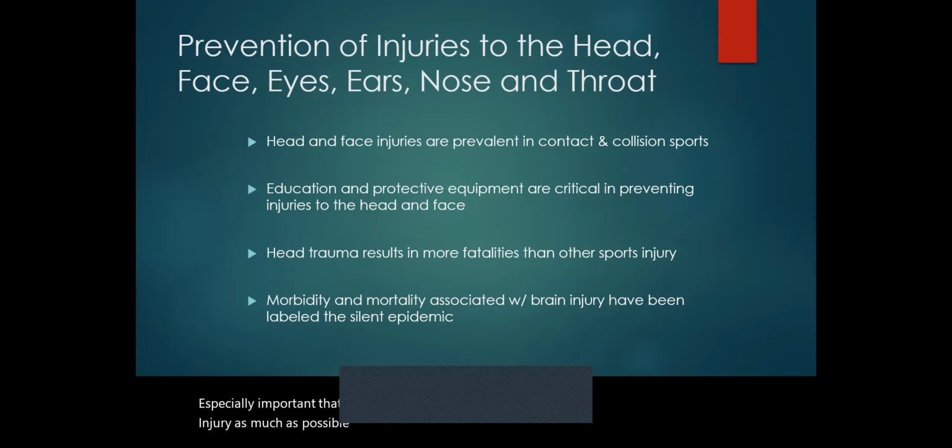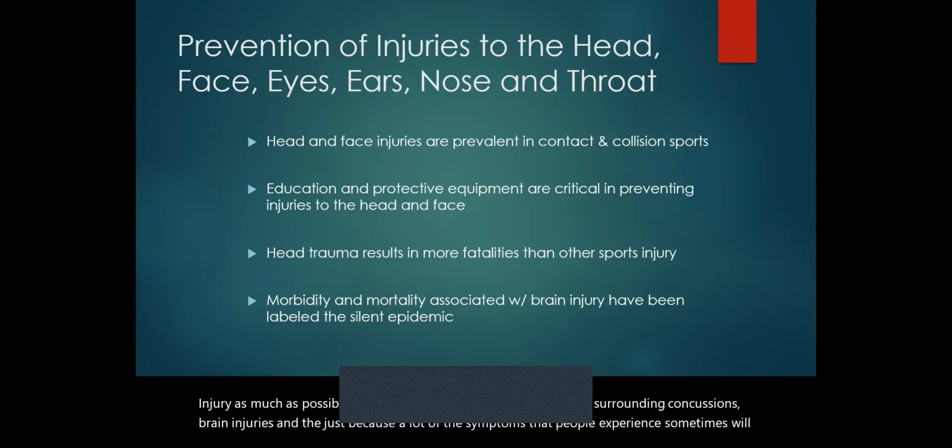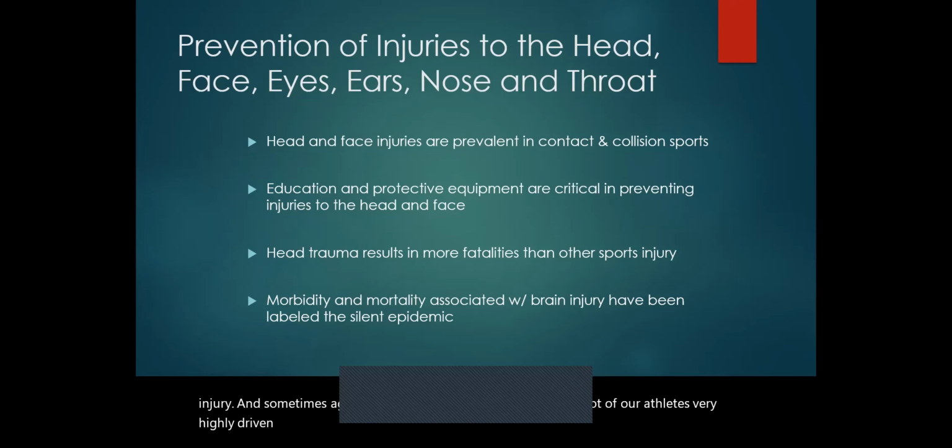Now, there's also some stigma sometimes surrounding concussions, brain injuries, and the like, just because a lot of the symptoms that people experience sometimes will be cognitive in nature. So the ability of the brain to actually process thought and things like that. Sometimes people have a lot of emotional extremes anytime they suffer a head or a brain injury. And sometimes, again, it's just embarrassing to talk about. A lot of our athletes are very highly driven, very competitive. So if there's a chance that they may have to sit out for a game or a few games just because of concussions, oftentimes they might feel a little bit of internal pressure to not report those signs and symptoms. And that can actually lead to life-threatening conditions that we'll talk about here a little bit later.